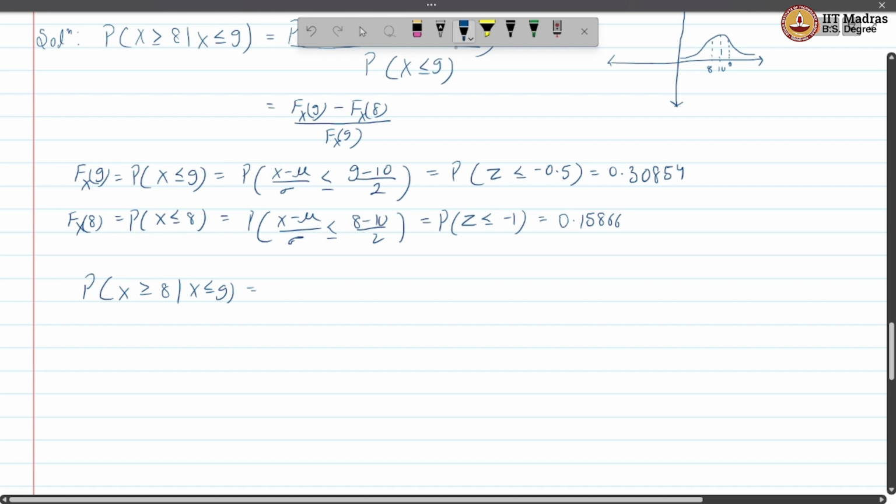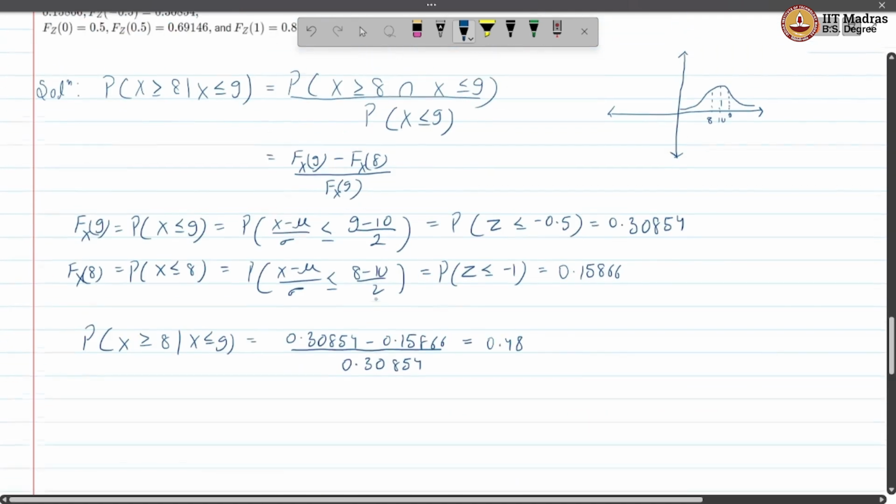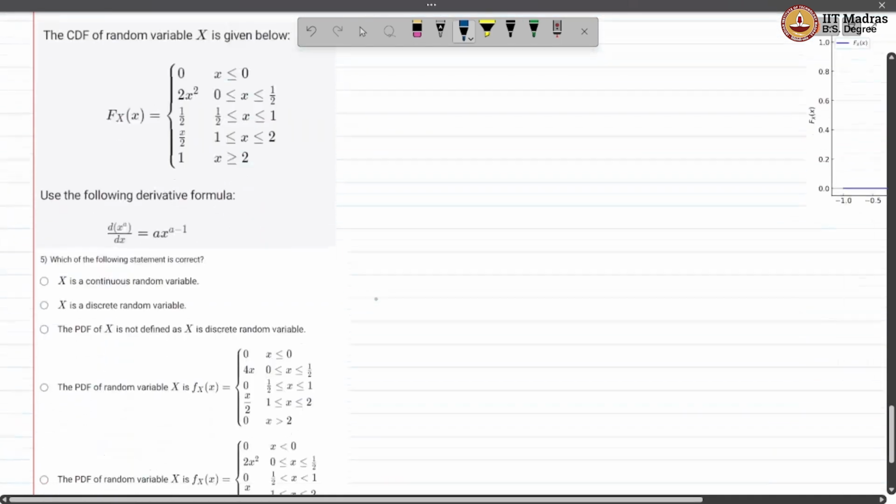Substituting the values, the probability that x is greater than equal to 8 given x is less than equal to 9 will be equal to 0.30854 minus 0.15866 divided by 0.30854, and the final answer is 0.48. So this is the required answer for question number 4. Now let us move to question number 5.